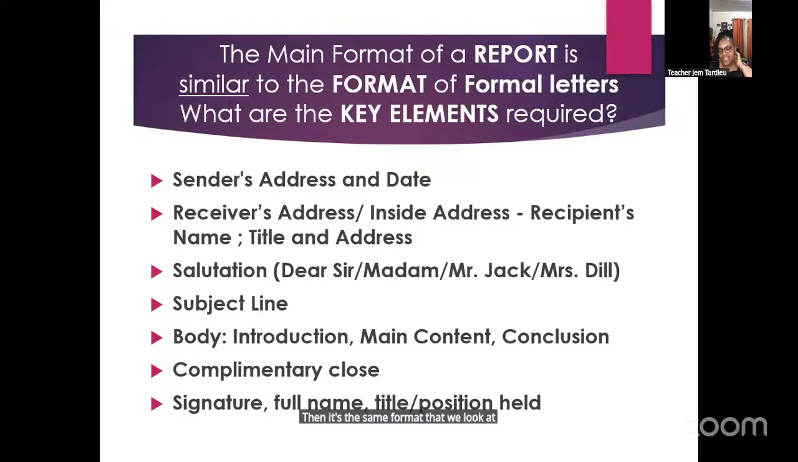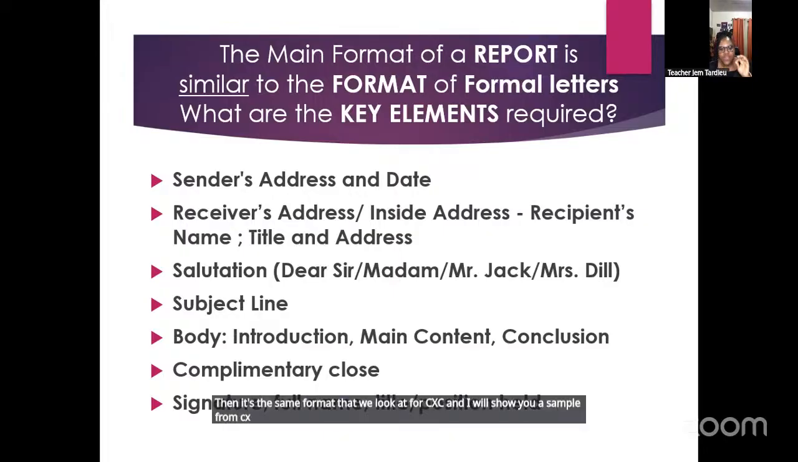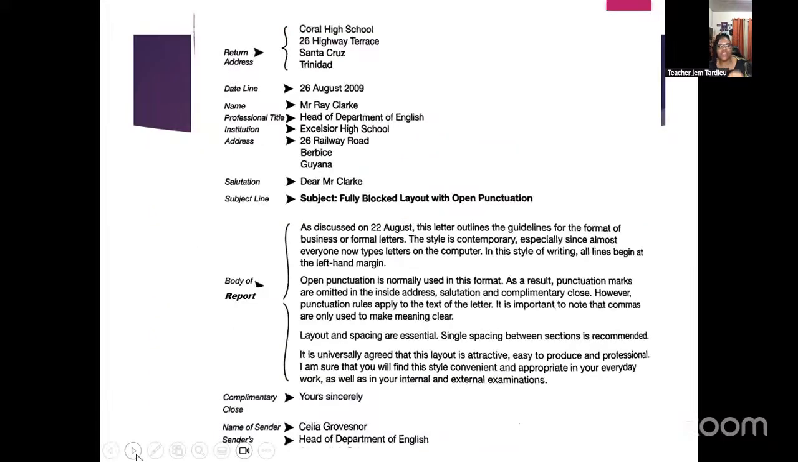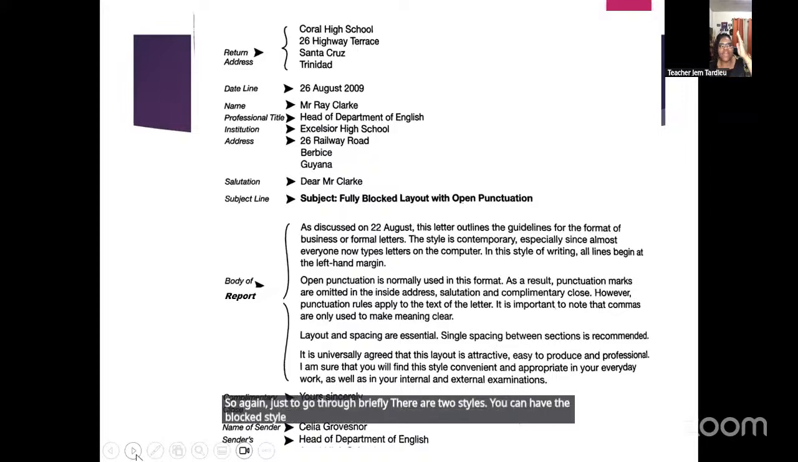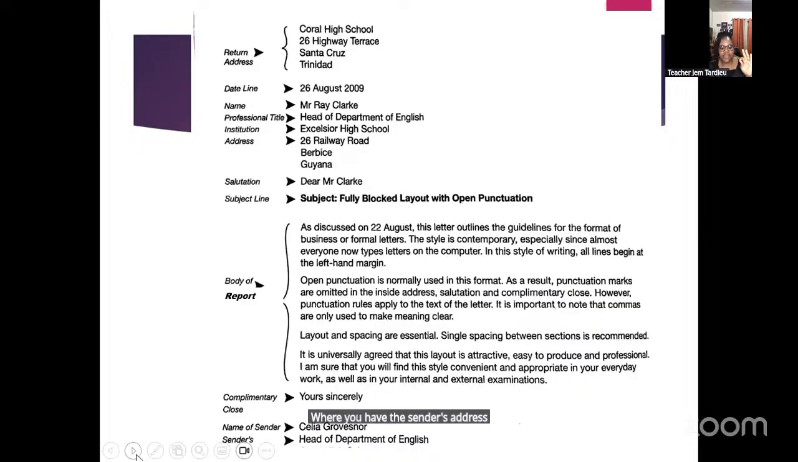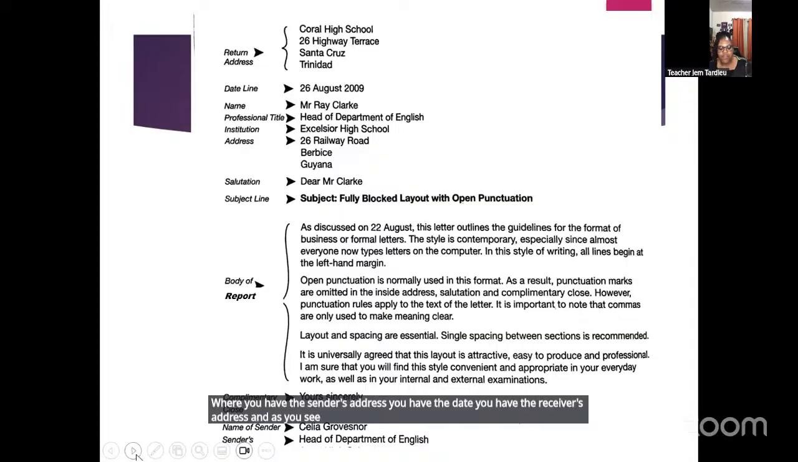And I will show you a sample from CXC where you see they ask for a report, and you will see the format that CXC themselves offered for that specific report. So again, just to go through briefly, there are two styles. You can have the block style where you have everything on the left, where you have the sender's address, the date, the receiver's address, and as you see, their name, professional title, institution, and the address of that institution.